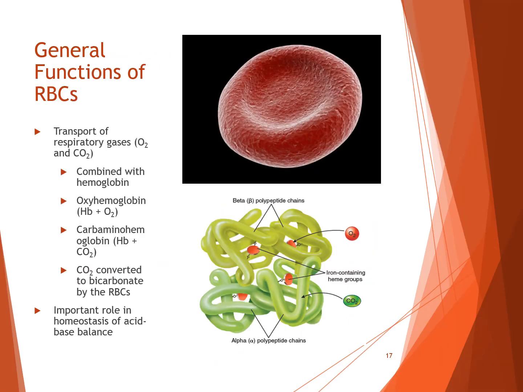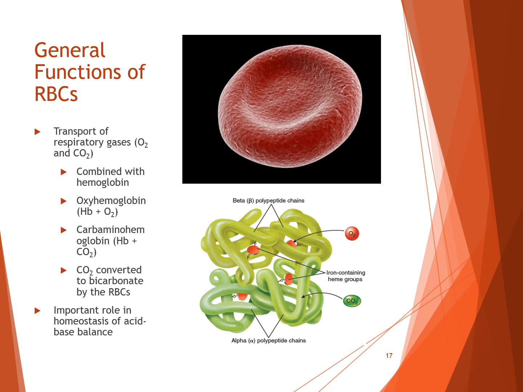So the primary job of red blood cells is the transportation of those respiratory gases that we talked about before, the oxygen and the carbon dioxide. Some important players here that we're going to talk about are hemoglobin, iron, vitamin B12, folate, and of course oxygen and carbon dioxide. Now this top image you see is the red blood cell.